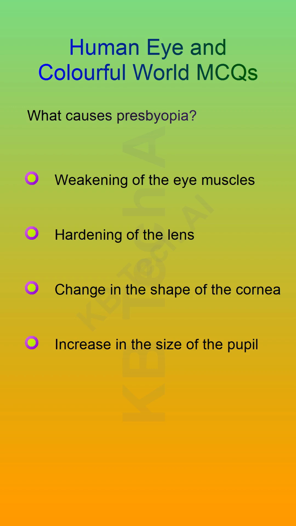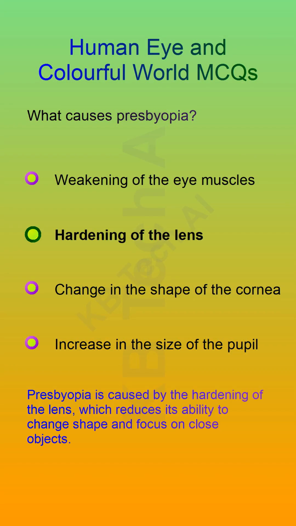What causes presbyopia? Option 1, weakening of the eye muscles. Option 2, hardening of the lens. Option 3, change in the shape of the cornea. Option 4, increase in the size of the pupil. The answer is Option 2, hardening of the lens.